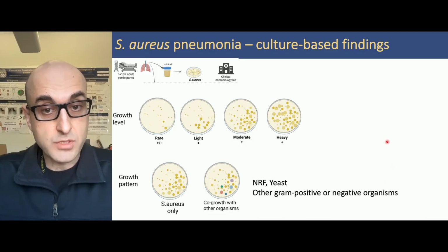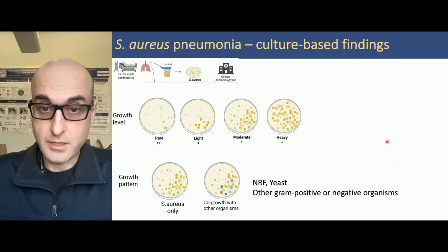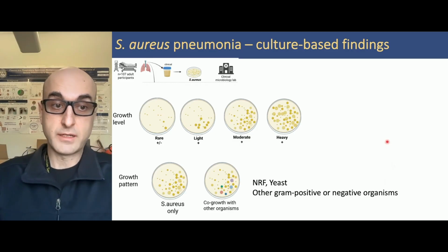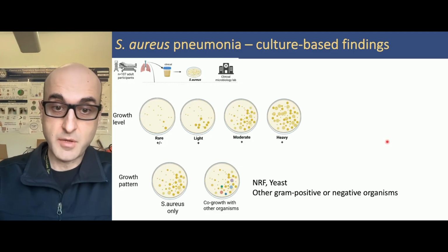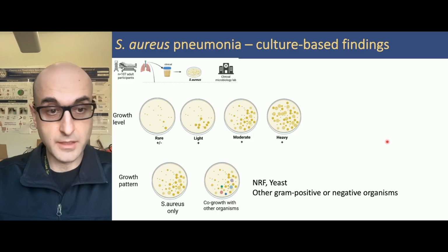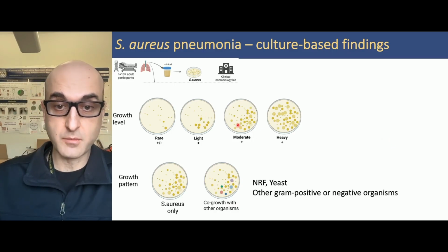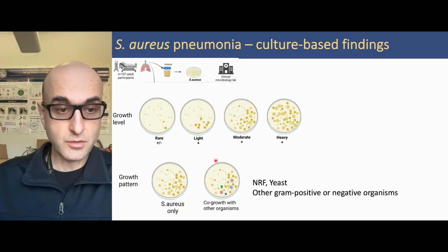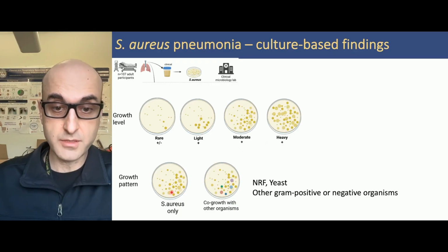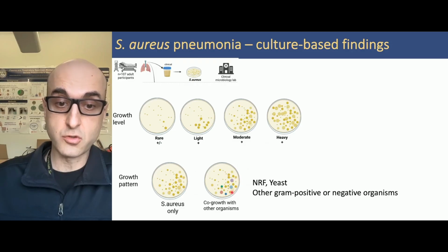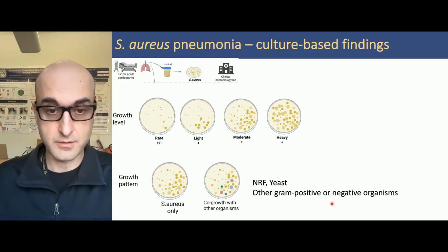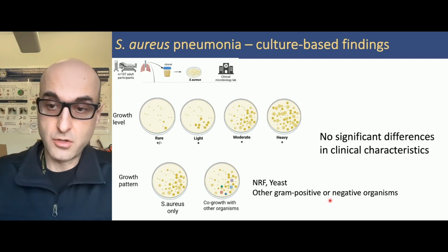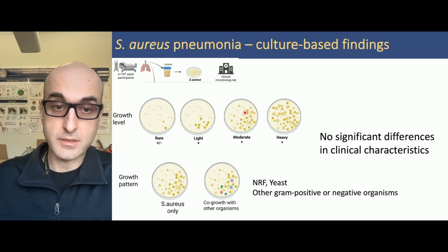The first level of analysis was looking at those clinical microbiology cultures. And what did it tell us? First of all, we classified the growth level of Staph aureus on those petri dishes in semi-quantitative fashion, as reported by the clinical laboratory, into rare growth, light, moderate, or heavy growth. And we also looked at whether Staph aureus grew alone on the petri dish or whether there was evidence of other co-growing organisms, either normal flora, yeast, or gram-positive or negative pathogens. Importantly, we found no significant differences in clinical characteristics between these subgroups defined by culture results.